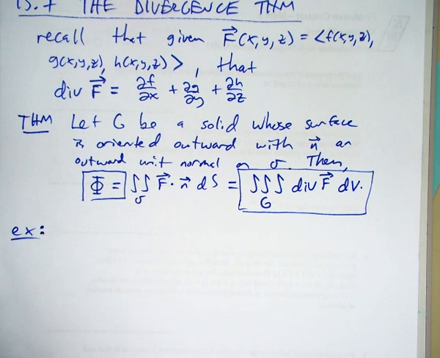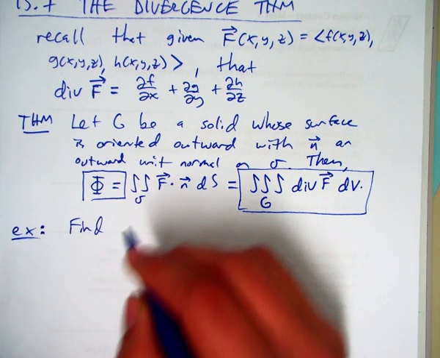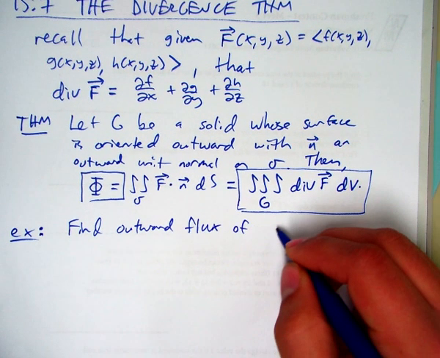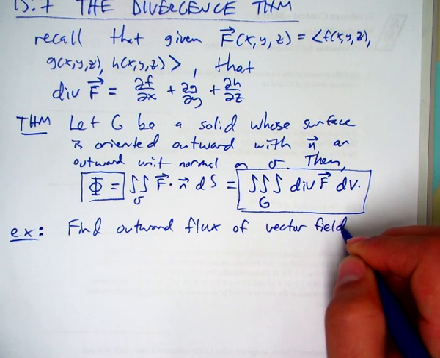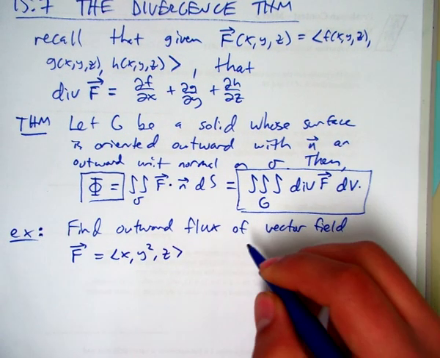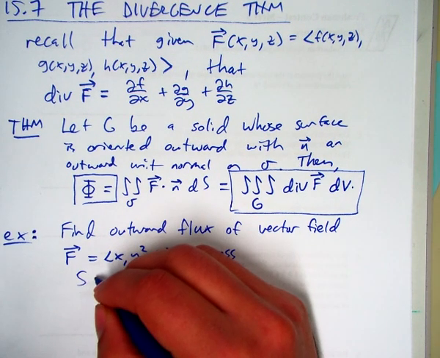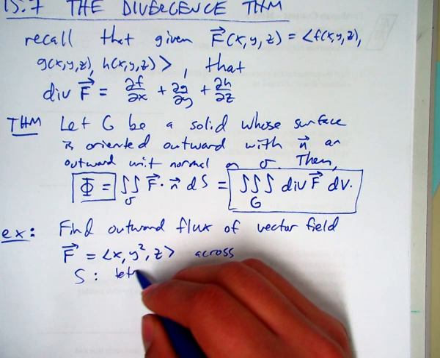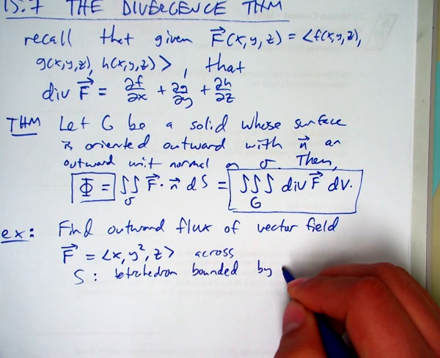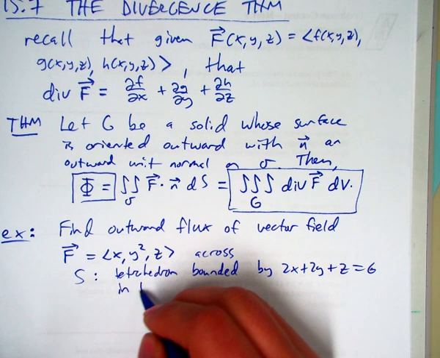Okay. So here's an example of using the divergence theorem. Find the outward flux of the vector field F equal to x, y squared, z across the surface S, where S is the tetrahedron bounded by 2x plus 2y plus z equals 6 in the first octant.